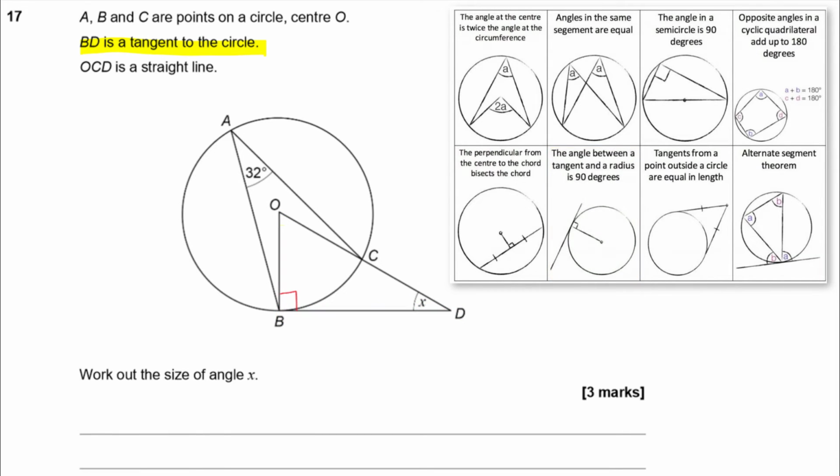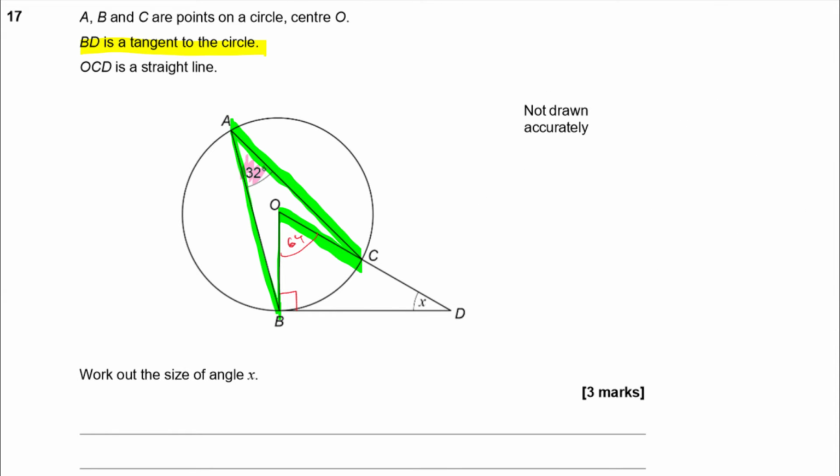Okay. Now, the second circle theorem that I can use is the fact that the angle at the center is twice the angle at the circumference, like that. So that angle there being 32, if I double it up, then I'm going to get the angle here, which must be 64. Okay, so that angle must be 64.